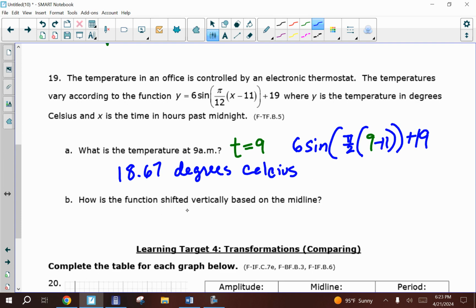It says, how is the function shifted vertically based on the midline? So usually graphs have a midline at 0, but the number at the end shifts it either up or down. So this graph shifted up 19.